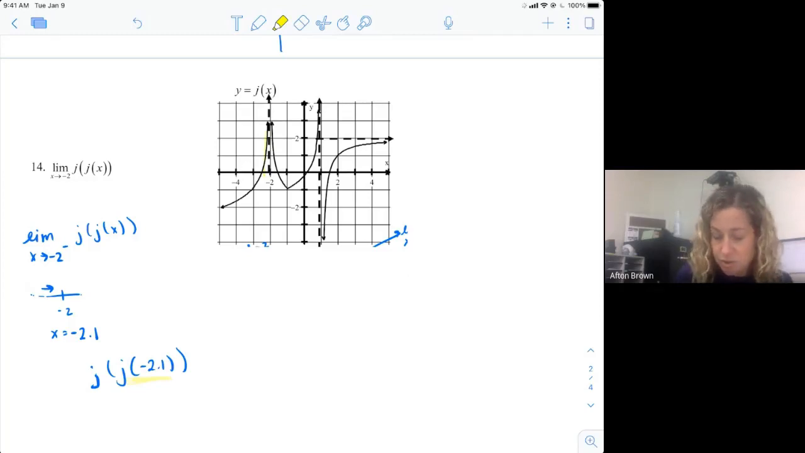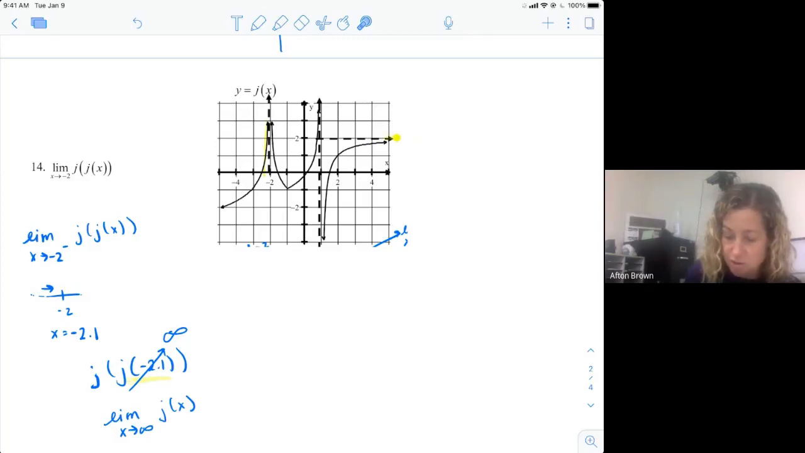Or as we get closer and closer, because remember we can get closer and closer, what does that approach? Would you guys agree that that piece is approaching infinity? We're good? So now this is really just asking us what's the limit as x approaches infinity of the j of x graph? Well, as we go to infinity, this graph approaches 2. So this limit is 2, as we approached -2 from the negative side.